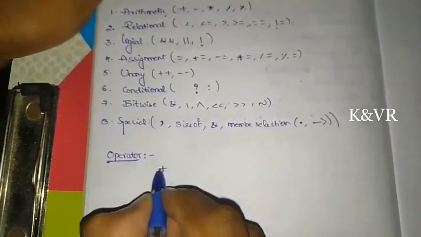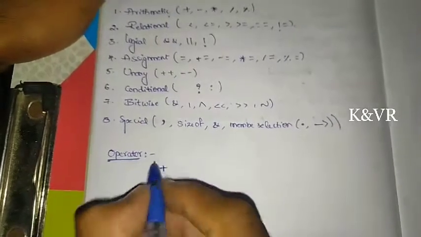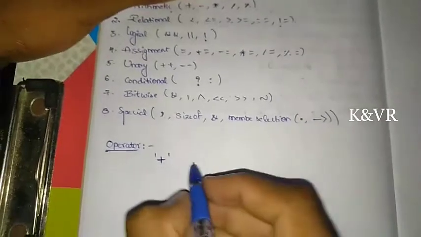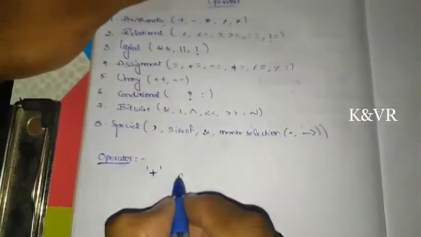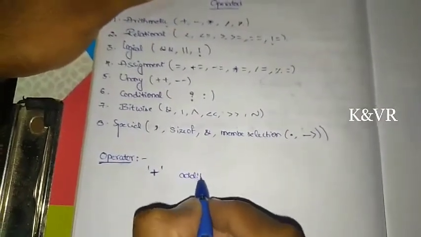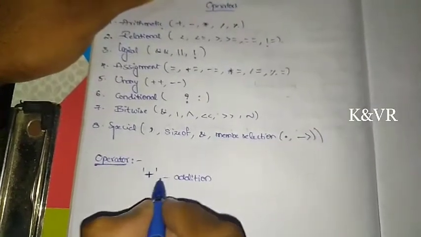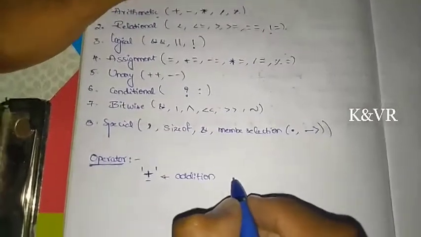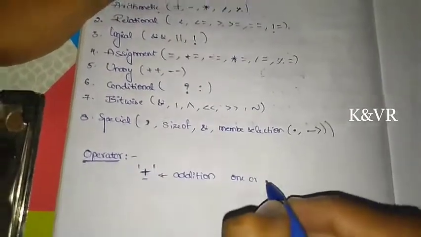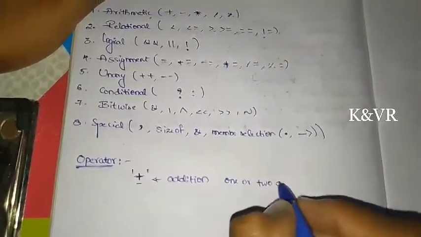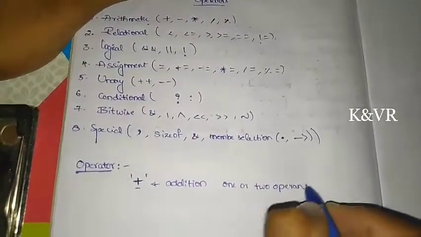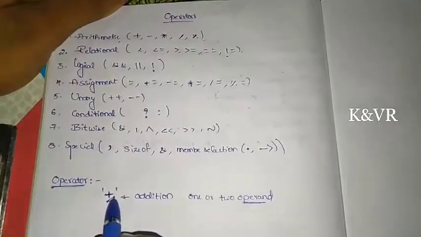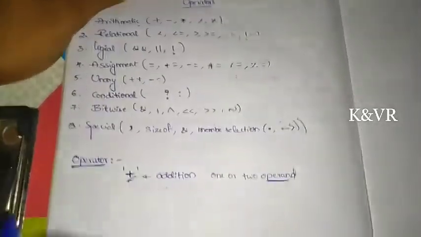This is an operation. First of all, this is a symbol. Plus is a symbol which performs an action. What is this action? Addition is the action of this operator on one or two operands. What is an operand? That on which we perform an action or operation is called an operand.